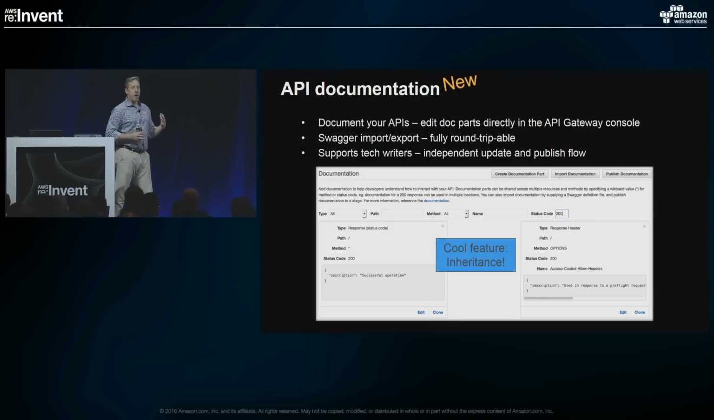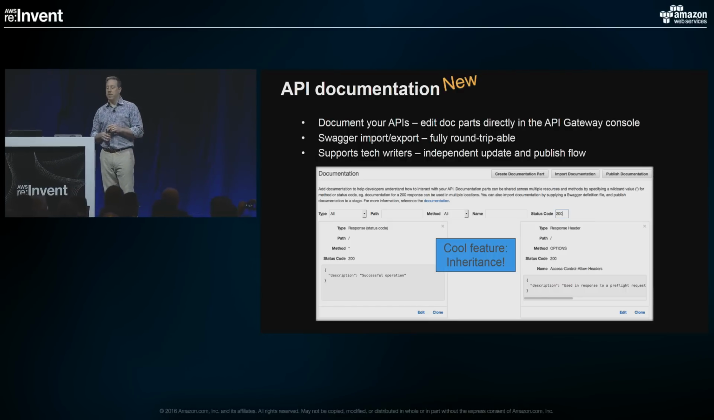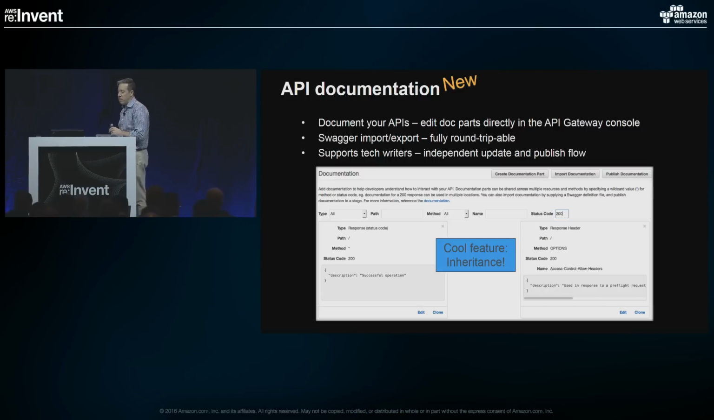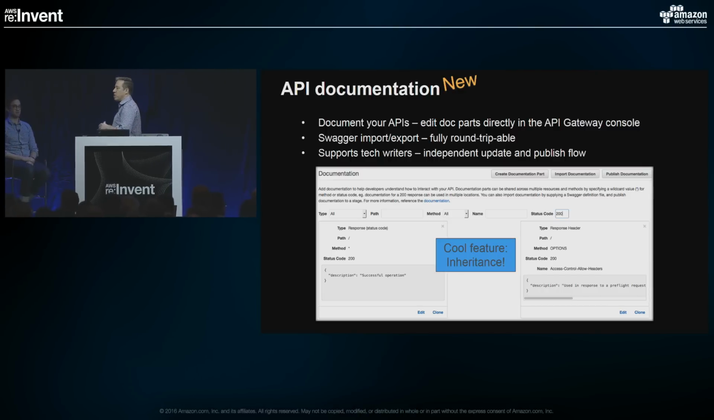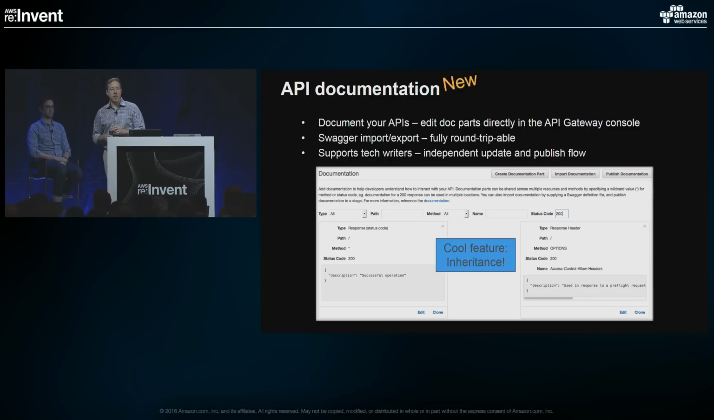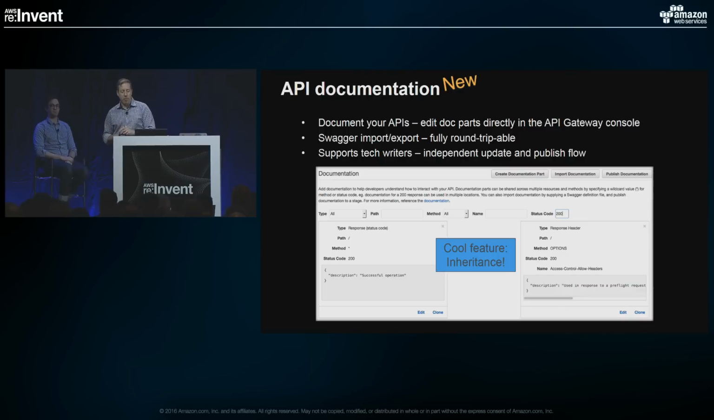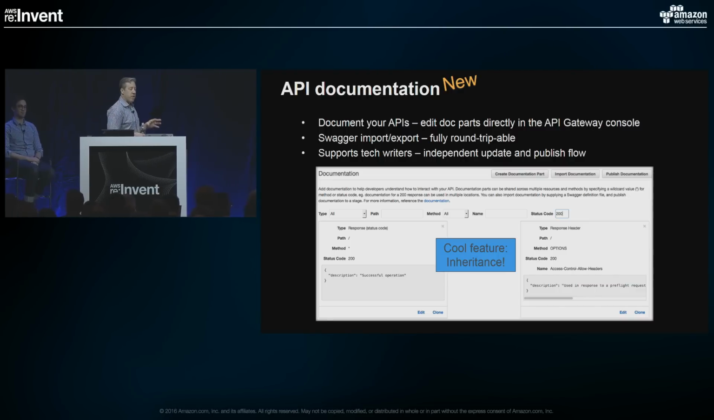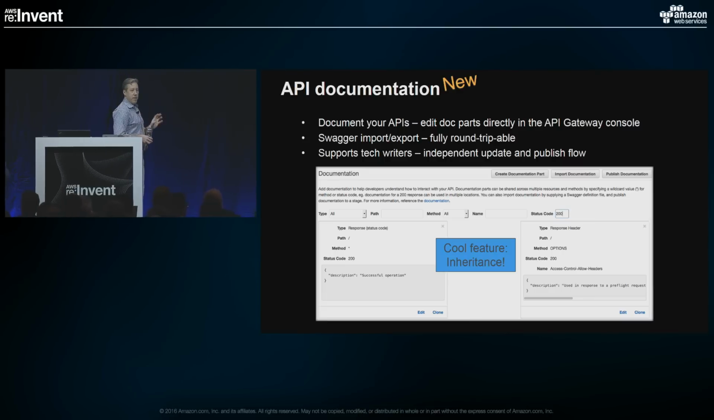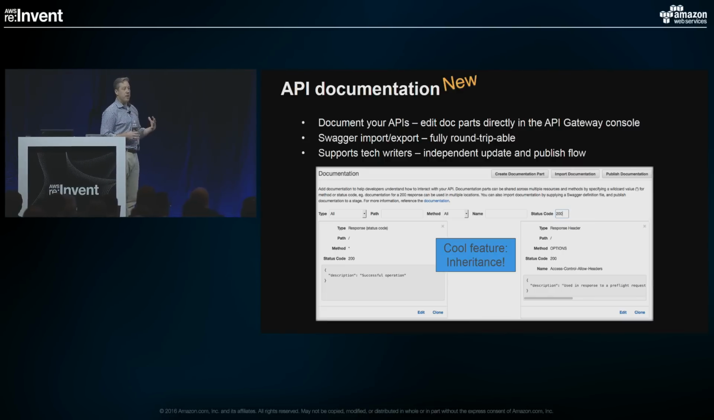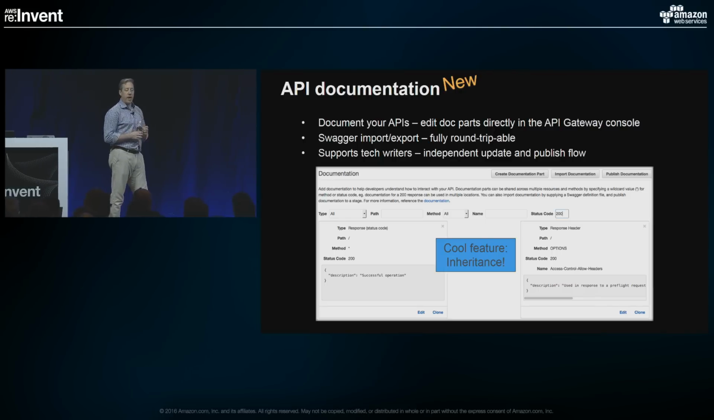Now, you might have heard me talking earlier about our launch of support for documentation as part of APIs. This is obviously a missing piece, and we're really excited to get that into the API Gateway product. A couple of things to note here. First of all, we support Swagger import and export. So you can define your documentation, and then you can load it in and export it again.